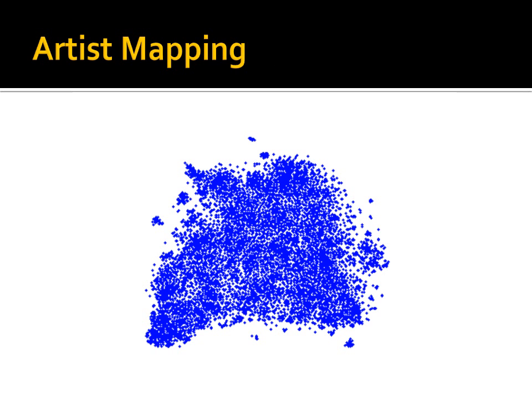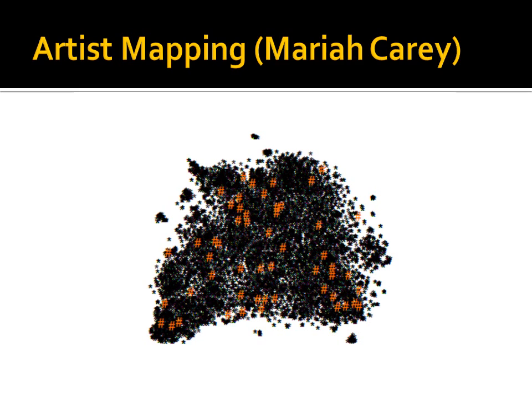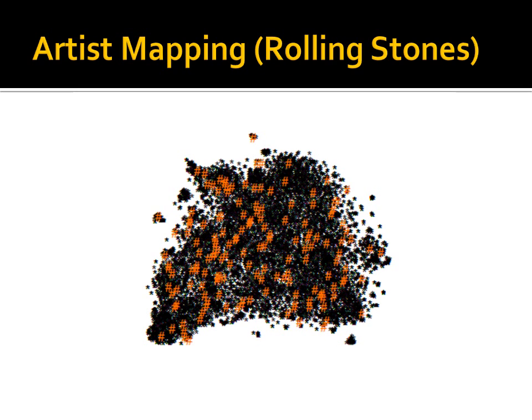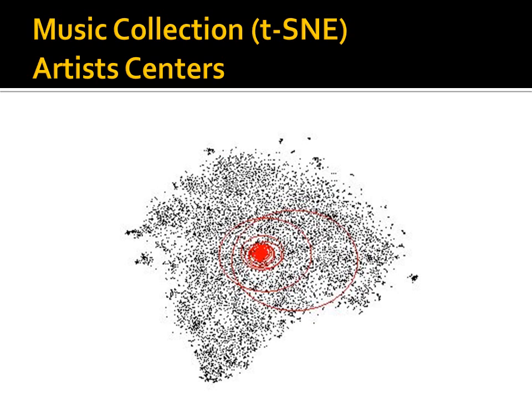So what I decided to do, I handpicked some very distinctly different artists to see if they would cluster away from each other. Unfortunately, as you can see, this is Lady Antebellum, kind of all over the entire mass of points. Then Mariah Carey. Then Rolling Stones, very different from both of those, yet still all over. And T.I., even more different, and still all over this.